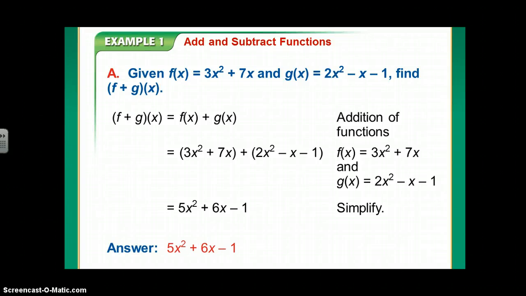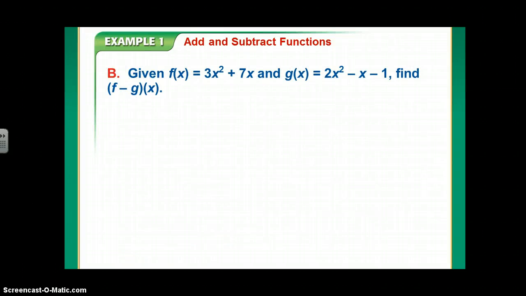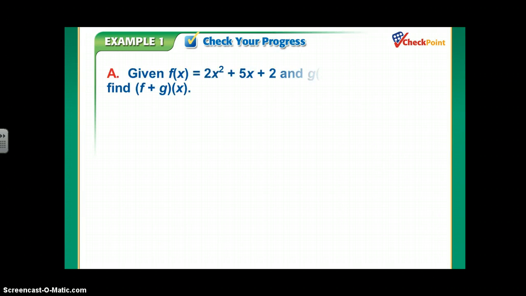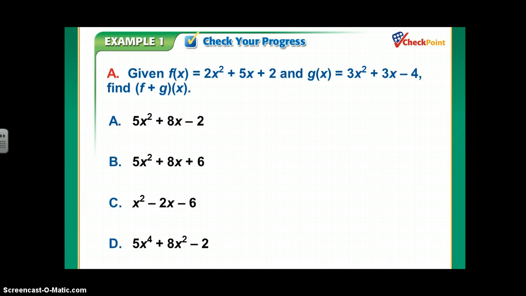There's our answer. Okay, we don't have to factor these down, by the way. You can just leave them like that. Okay, here's just another example. Don't worry about it, but try this one on your own and see which one you get.